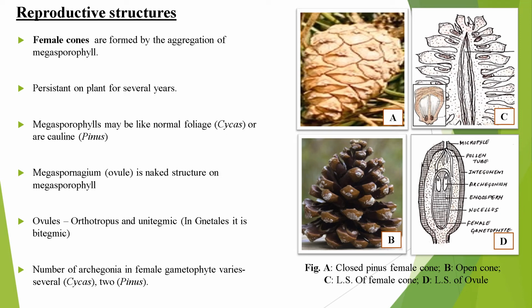Number of archegonia varies in gymnosperm. For example, in case of Cycas, they are several.